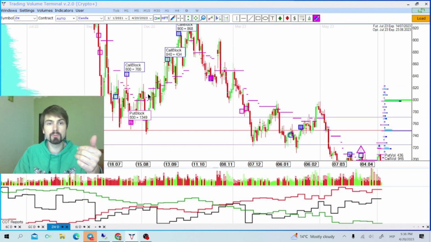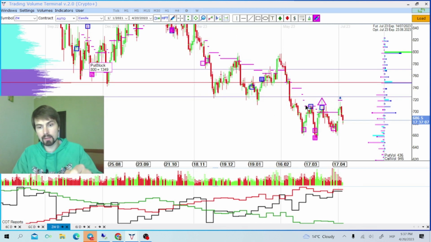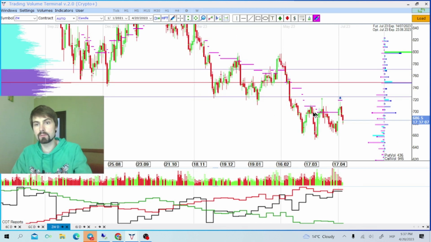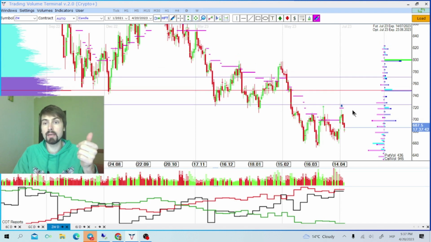We see also option payout levels, they often work out and work as good supply and demand zones. For example here we can see that option payout levels were worked out as a supply zone, and here and here. You can put them on the daily chart or on a lower time frame, so it's up to you, and put an alert when the price reaches this level.